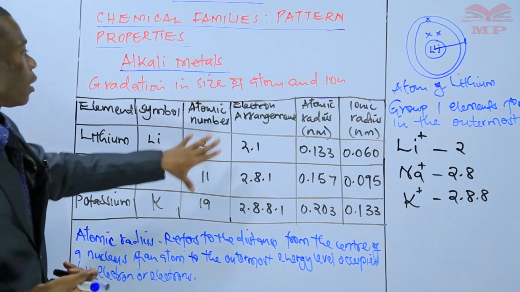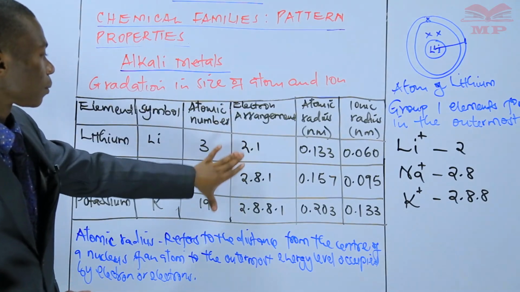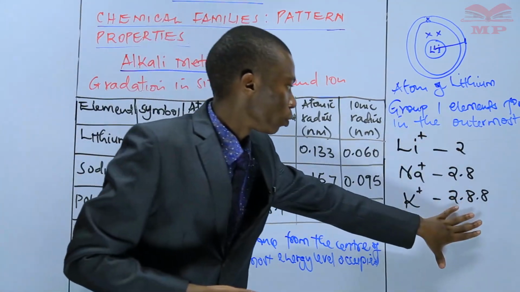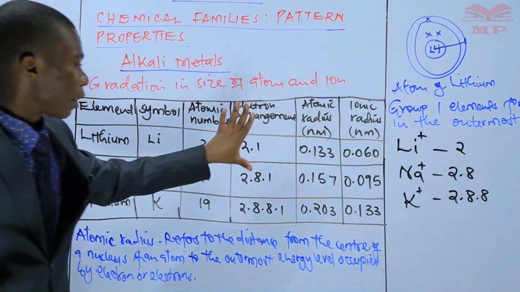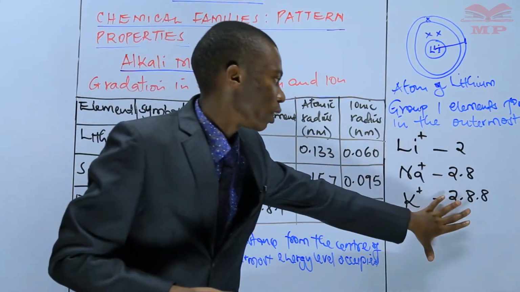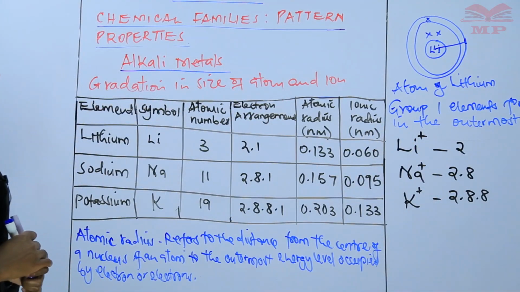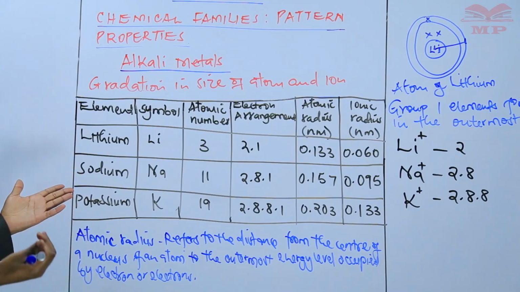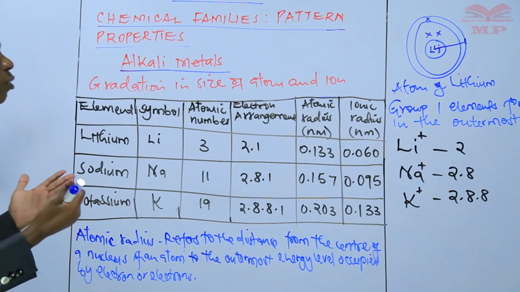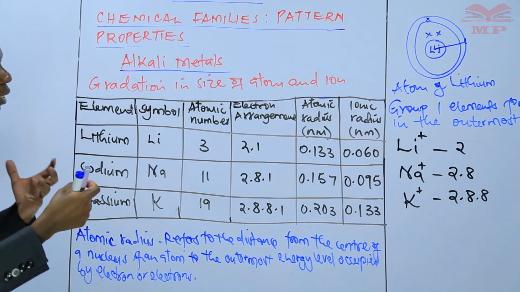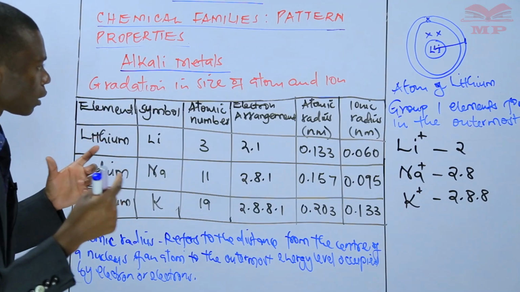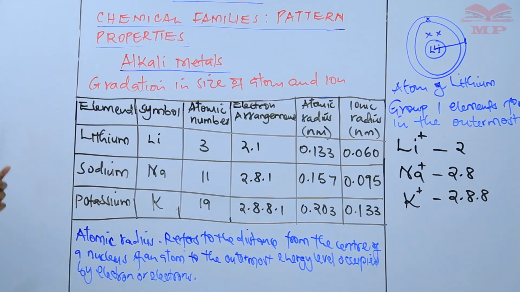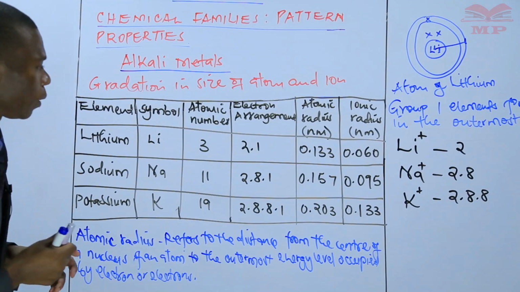So you can see that these were the electron configurations of atoms. These are the electron configurations of ions. And therefore, if you compare the atomic and ionic radius, you can see there is a decrease in the size. But first of all, let us start with the atomic radius. How does the atomic radius of alkali metals compare?